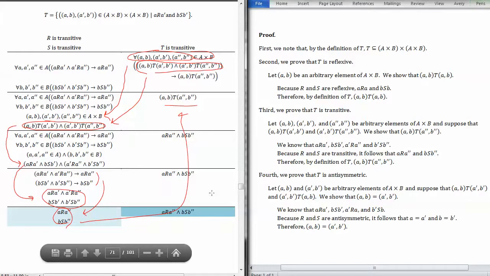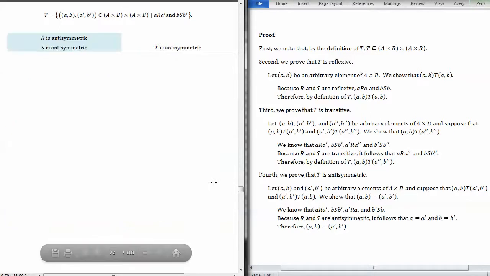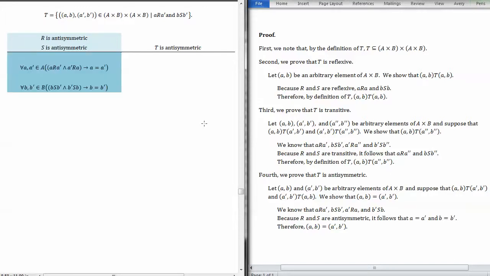All right, we're hanging in there. Now we just got one last part of the proof. Fourth, we prove that T is antisymmetric. And again, we're going to use that R and S are antisymmetric for that. So here are the definitions.